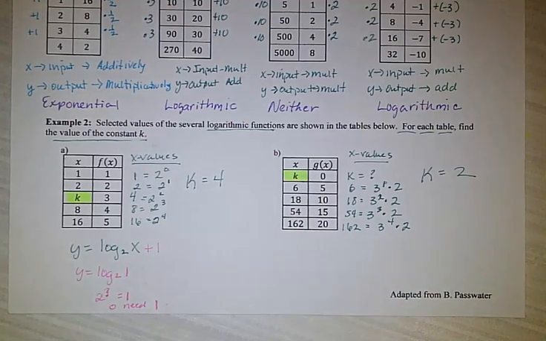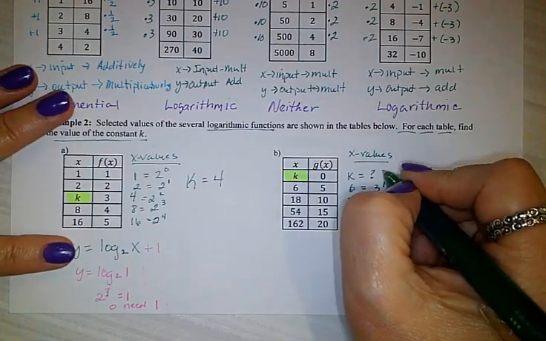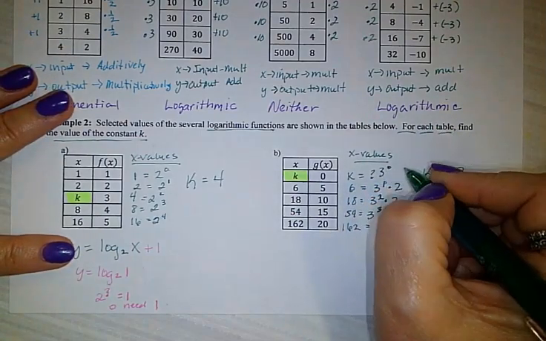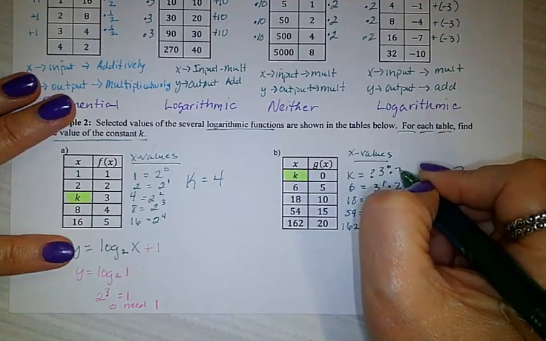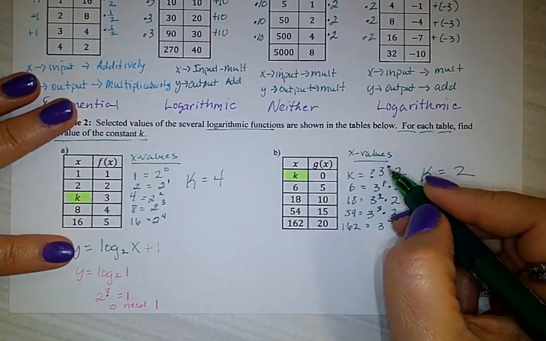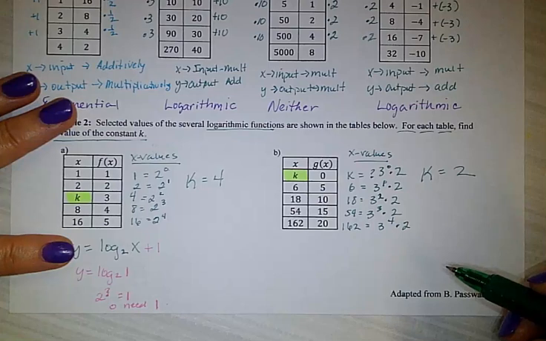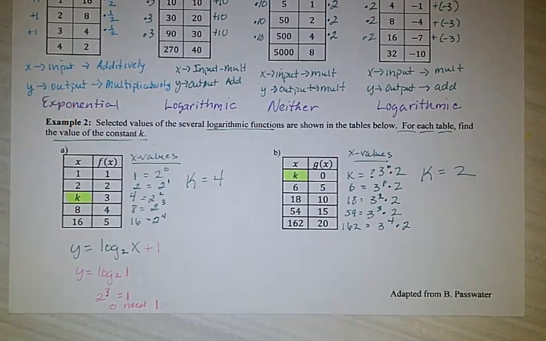So I can use that pattern to set up my value, and then I can find k by using that pattern, because if this was 3 to the 1, then this one is going to be 3 to the 0 times 2. And so you have 3 to the 0, which is 1. 1 times 2 is 2. And so that's how we can come up with our k value.